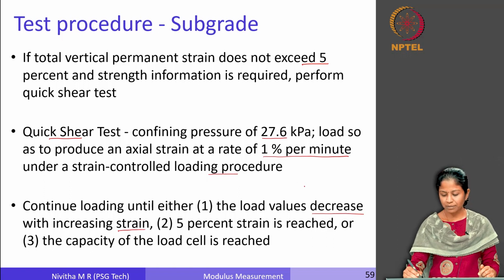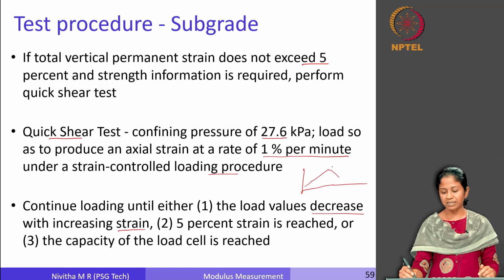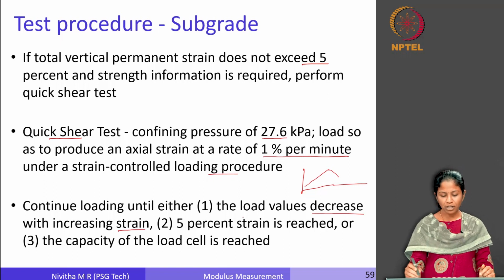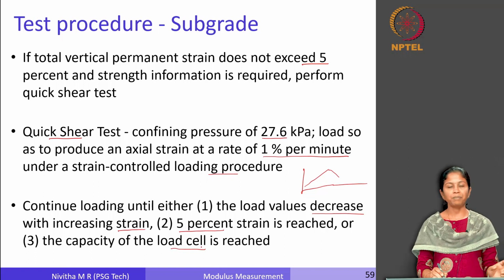Typically, as the load increases, strain will also increase. It might reach a point wherein the load might reduce, which indicates a failure of the sample. When we reach that particular point, we can stop the test, or when 5% strain is reached, or the capacity of the load cell is reached. For the load cells, the capacity is specified in this particular code. Once we reach the capacity of the load cell, we can stop the test, right.